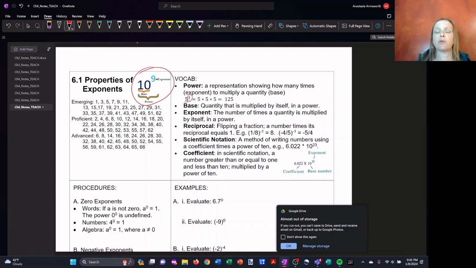Another thing that's going to be important as we're going along is understanding what a reciprocal is. And a reciprocal is just flipping a fraction. A number times its reciprocal should equal 1. So if we have the fraction 1/8 and we flip that fraction, that's 8. You can think of it as 8 over 1, but of course 8 over 1 is the same as 8. And then if we were to multiply those two fractions together, we would get 8 over 8, which is the same as 1. So reciprocal is just flipping a fraction.